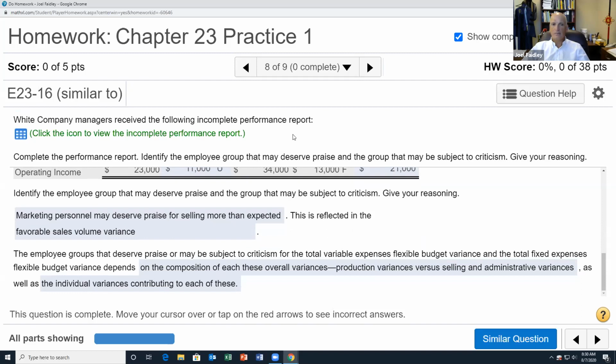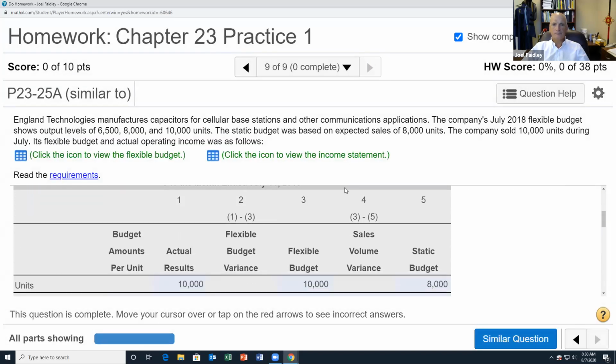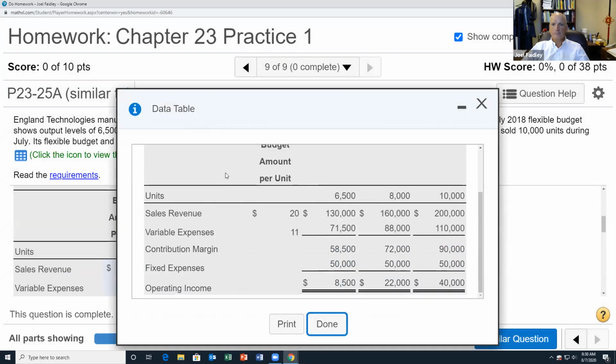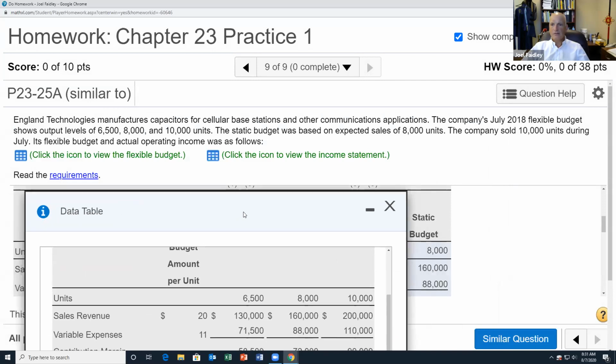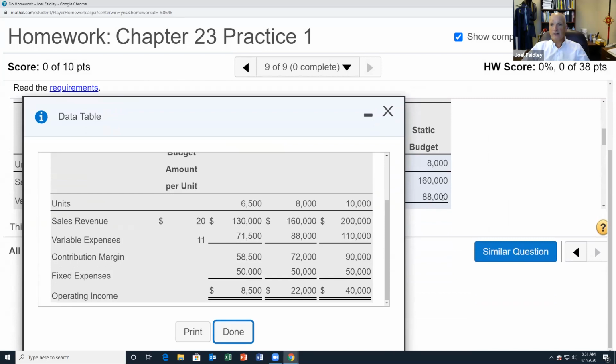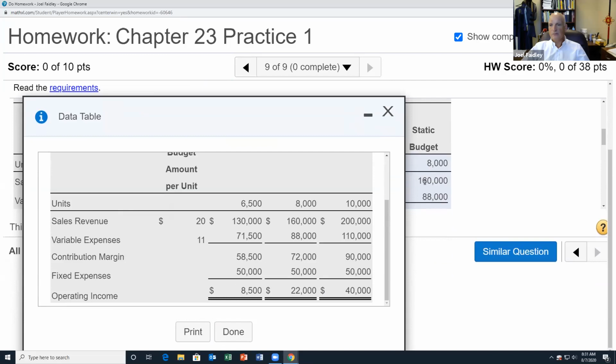There's some of the detail about what you should be able to answer. And finally, number 9. They give you your volume levels here, and the original static budget is based on 8,000. So all you have to do there is copy this 8,000, which is 160,000, 88,000, there you see it, 72 and 50, 22.